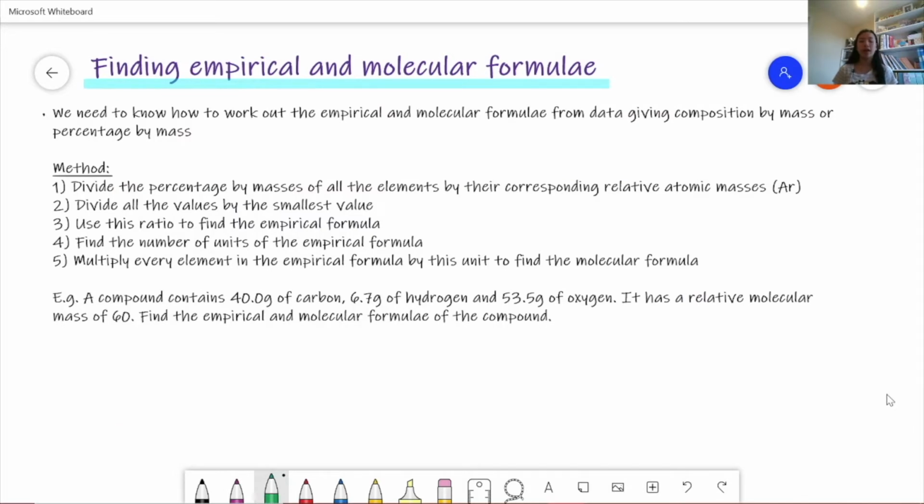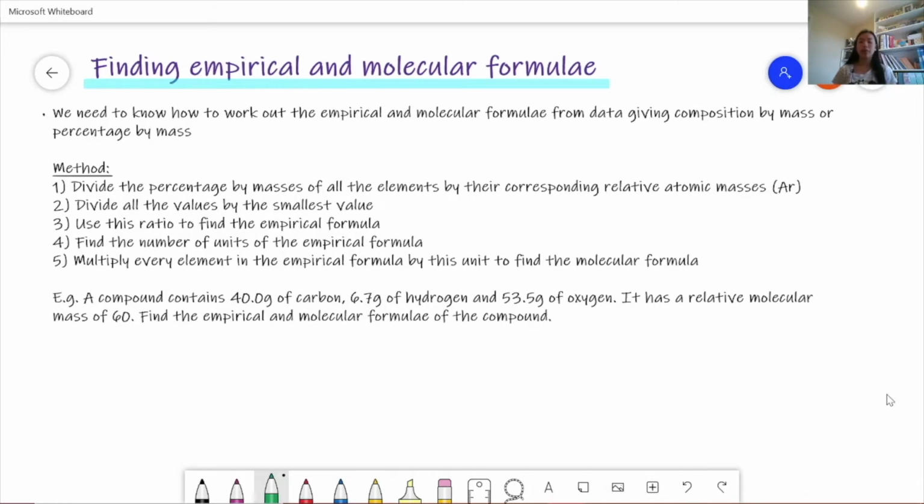So we need to know how to work out both of these formulae from data giving composition by mass or percentage by mass. So we have a general method, and the first step is to divide the percentage by masses or the composition by masses, depending on what you get in the question, of all the elements by their corresponding relative atomic masses. And this is basically to find how many moles we have of everything. And then we divide all the values by the smallest value, and this is basically giving us the simplest whole number ratio. So then we use this ratio to find the empirical formula. And if we want to find the molecular formula, we then find the number of units of the empirical formula and then multiply every element in the empirical formula by this unit to find the molecular formula.